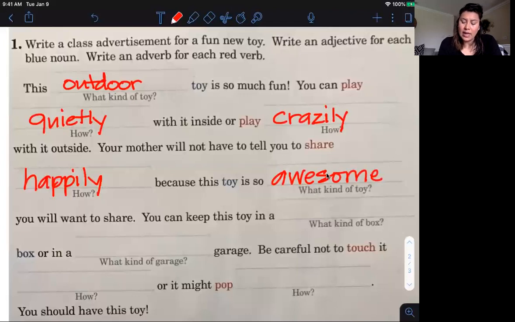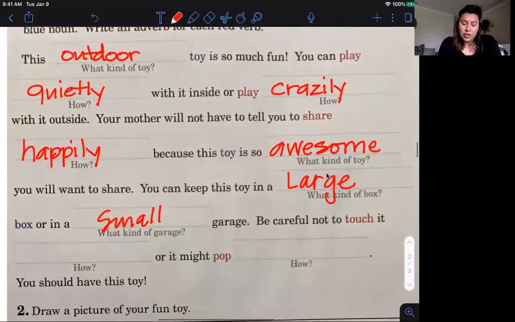You can keep this toy in a, what kind of a box? Toy box? Large box? Oh, sorry, it already says box there. We have to delete that. Okay. You can keep this toy in a toy box. I don't like that. I'm going to say large. In a large box or in a, what kind of a garage do you have? A big one, a small one, a clean one, a messy one? Let's think. Let's say small garage.